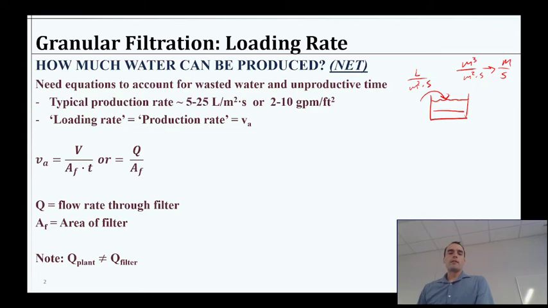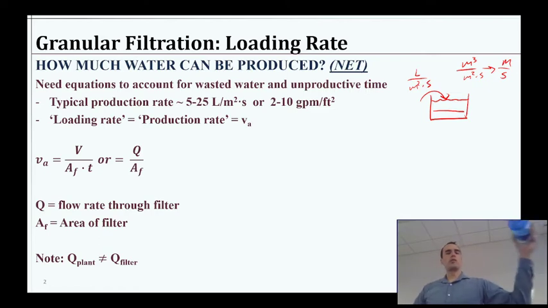And just a couple examples here. A typical production rate for these types of filters can be anywhere between 5 to 25 liters per square meter per second. Okay, so that would be then 0.005 cubic meters per square meter per second.